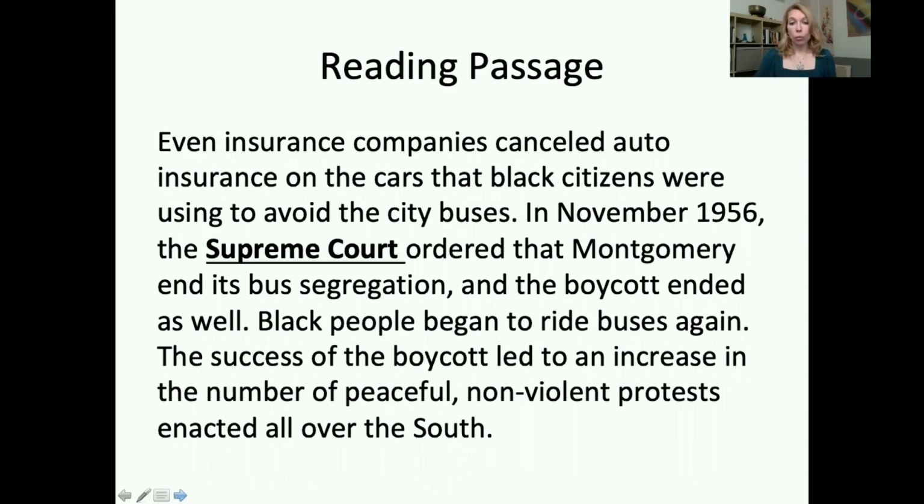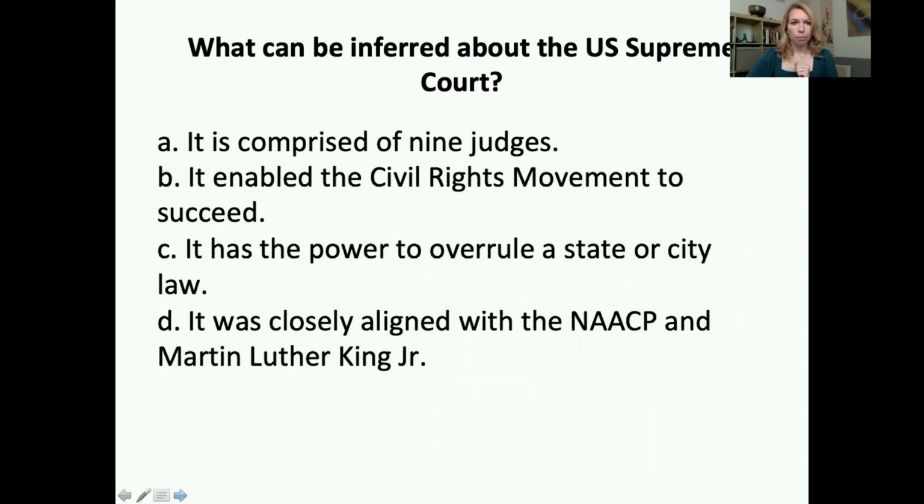Okay, so what we've got so far about the Supreme Court: in the inference question, we're like detectives. We are hunting for the clues that we're going to make that inference with. And already we've got some clues. The Supreme Court ordered that Montgomery end its bus segregation, and the boycott ended as well. So the Supreme Court ordered that this city, Montgomery, end its bus segregation. So let us now go to our question. What can be inferred about the US Supreme Court?